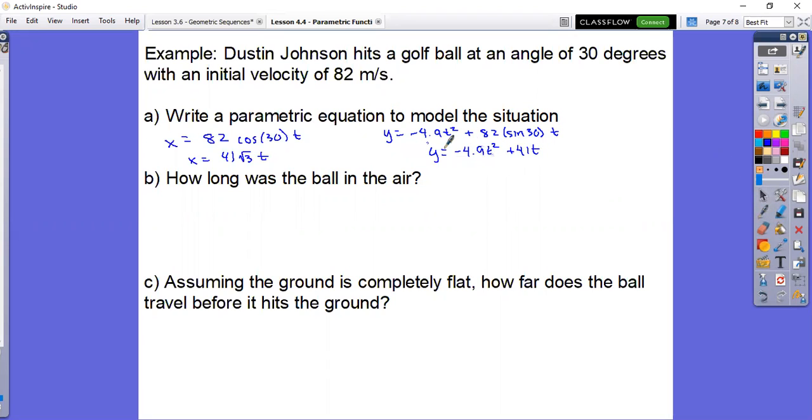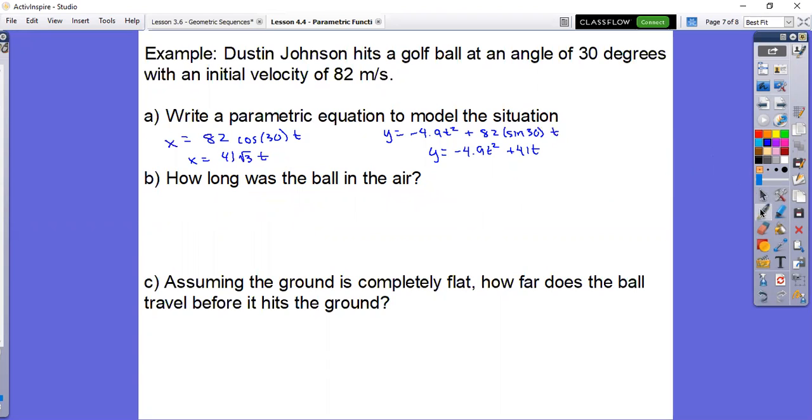This is the vertical distance of the ball, and it's defined by negative 4.9 t squared plus 41t. At any point in time, I can plug in a value for t, and it'll tell me that after that many seconds, what the horizontal distance of the ball is and what the vertical distance of the ball is. So how long was the ball in the air? This is a fantastic question.